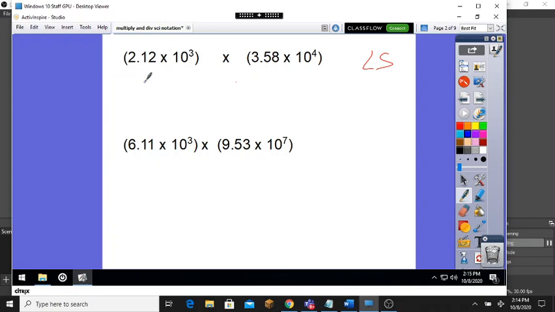So here we are faced with the number 2.12 times 10 to the 3 times 3.58 times 10 to the 4. All of this right here is all one number. If you were to write it in ordinary notation, the decimal was right there originally, and we moved it over 3 times, so this would actually be 2,120. Same with this: if you move the decimal over 4 times to the right, then you would get the number. So you can convert this into ordinary notation.